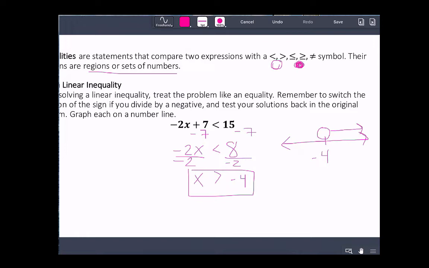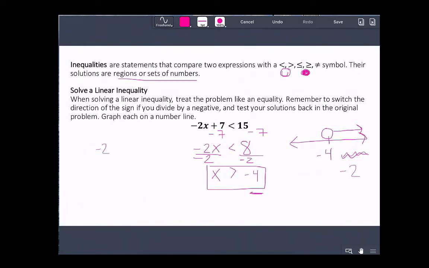If we were wondering how to test this, I'm not going to pick negative 4 to try because negative 4 should give us something that equals 15. You can try just one number in the set. So that's going to be any number on this side. Let's try the number negative 2 because we know that that's going to fall somewhere in this set. So that'd be negative 2 times negative 2 plus 7 is less than 15. 4 plus 7 is less than 15. And 11 is certainly less than 15, so we know we have that set right.